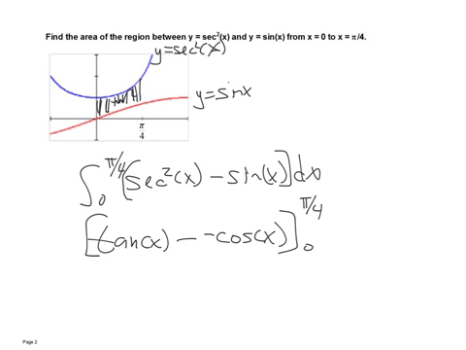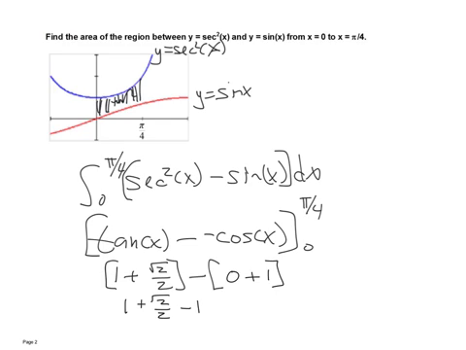All right, so let's remember that tangent of pi over 4 is 1, and cosine of pi over 4 is square root of 2 over 2. Subtract off tangent of 0, which is 0, and cosine of 0, which is 1. So now we have 1 plus square root of 2 over 2 minus 1. So in other words, the area is square root of 2 over 2. You can check that integral in your calculator for accuracy.